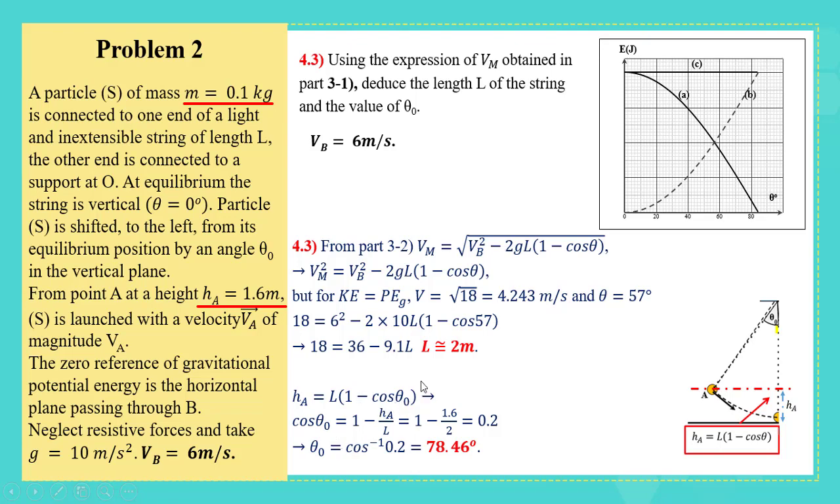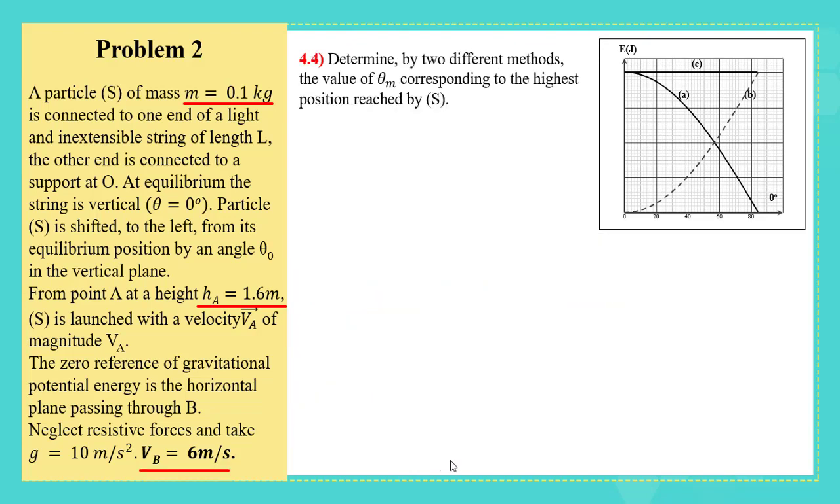Cosine theta 0 then equals 1 minus HA over L. HA is 1.6, it's given. L, we have just found it to be 2. Replace them and the answer will finally be 78.46 degrees. Determine by two different methods the value of theta maximum corresponding to the highest position reached by S.